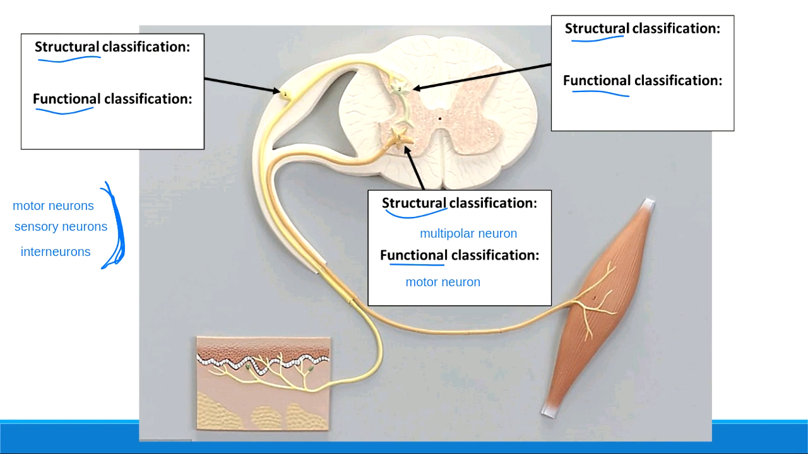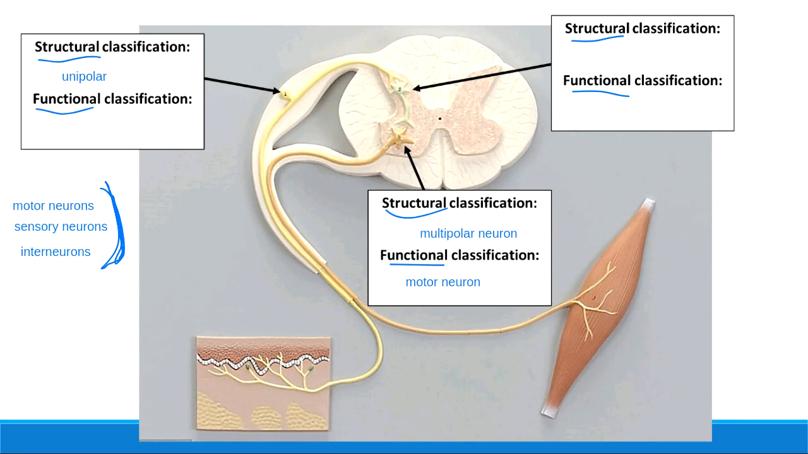I told you when we talked about unipolar neurons that they all usually have the same kind of functional classification. They all have the same kind of job. Yeah, a couple of us are chiming in. Unipolar neurons are always sensory neurons. Exactly.